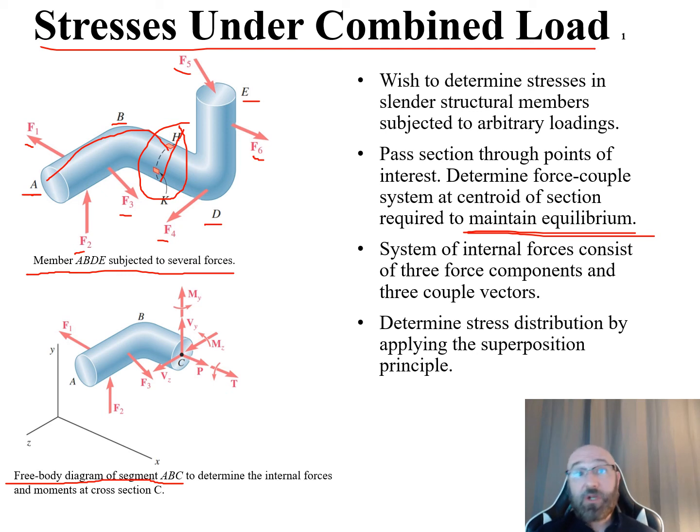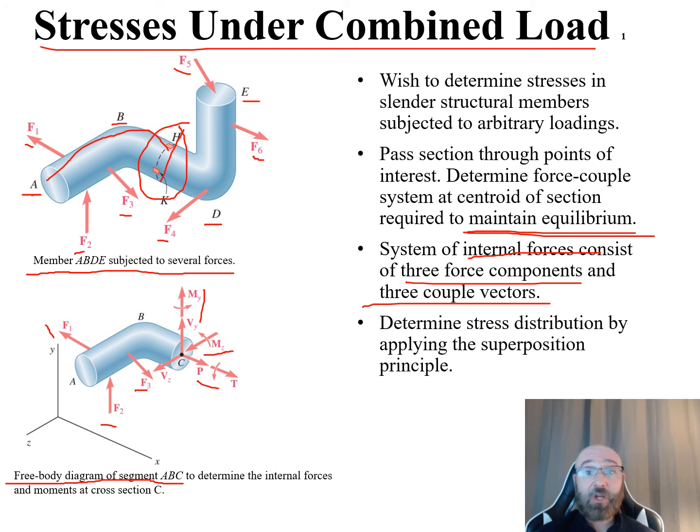With this, we're going to come up with a system of internal forces that consists of 3 force components and 3 couple vectors. Let's take a look at our 3 force components. We have our F1, our F2, and our F3 right there, and we have our couple moments over here. We have a couple moment there, a couple moment there, and a couple moment here. So we have all of those there.